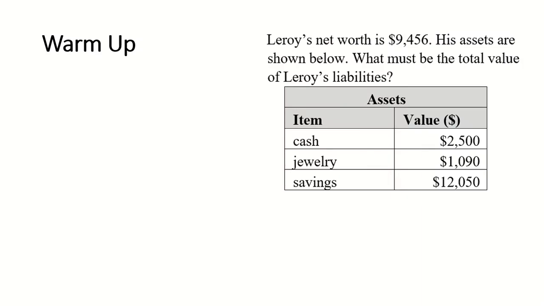So, your warm up is a review, a little bit on assets and liabilities from yesterday. Let's go through this together. It says Leroy's net worth is $9,456. His assets are shown below in this table. What must the total value of Leroy's liabilities be? So remember, we're dealing with assets, liabilities, and net worth. Remember that formula from yesterday, the net worth formula.